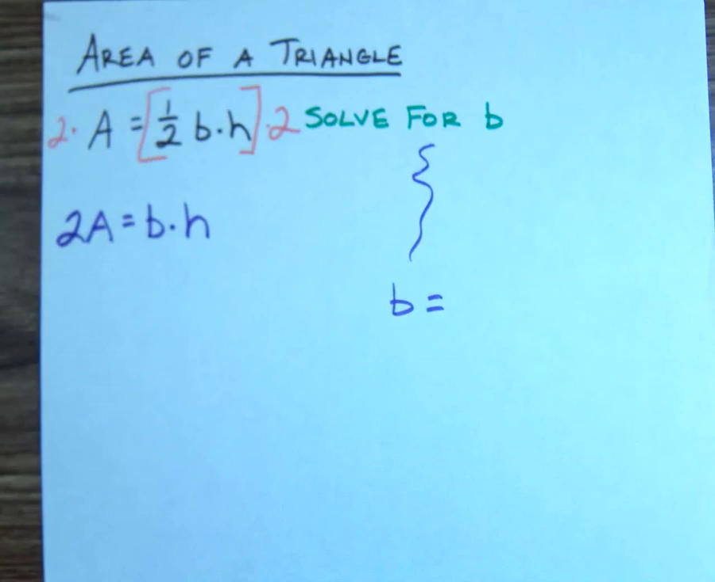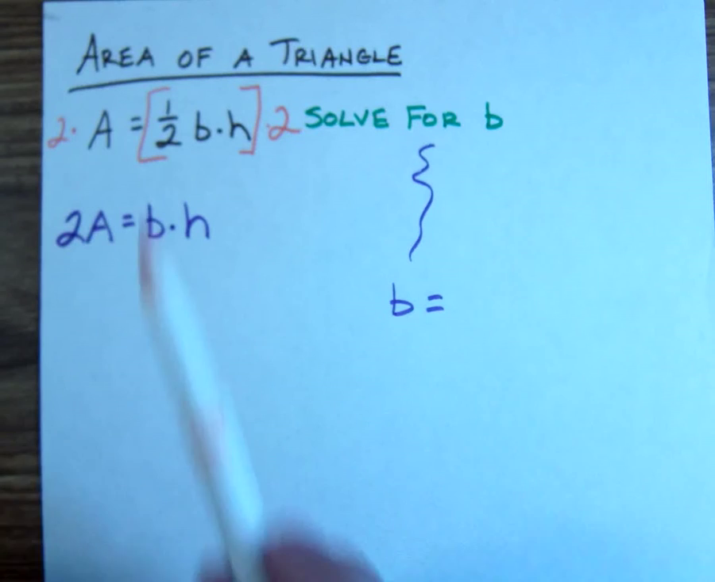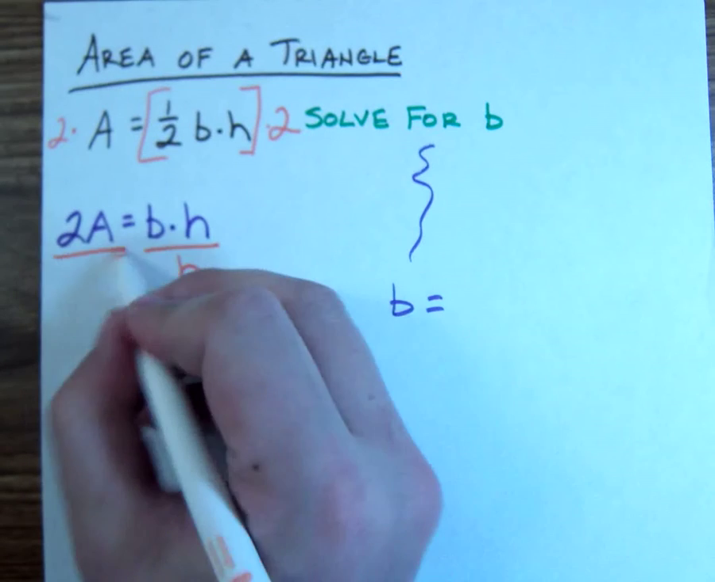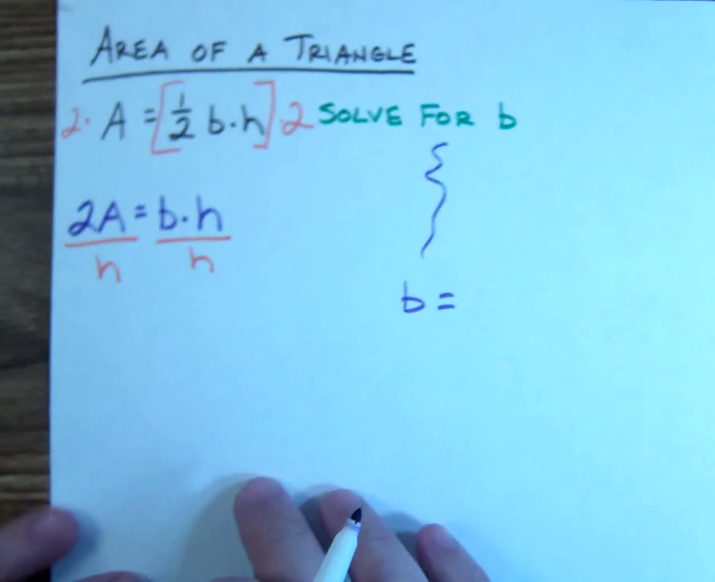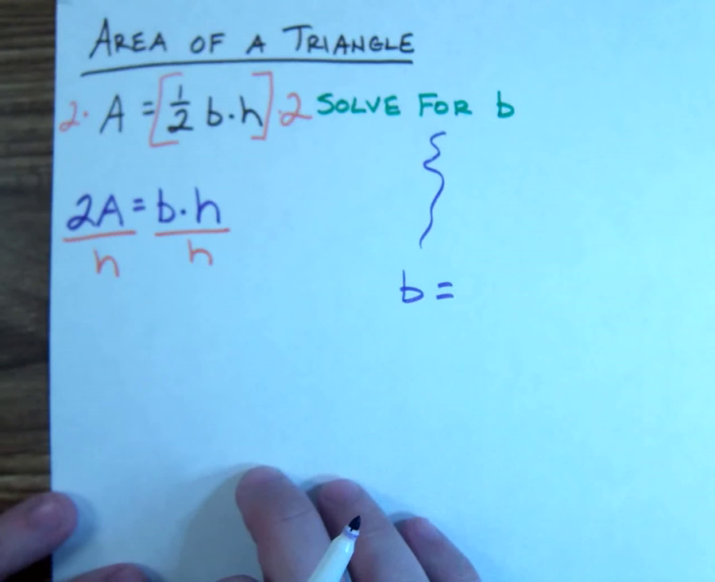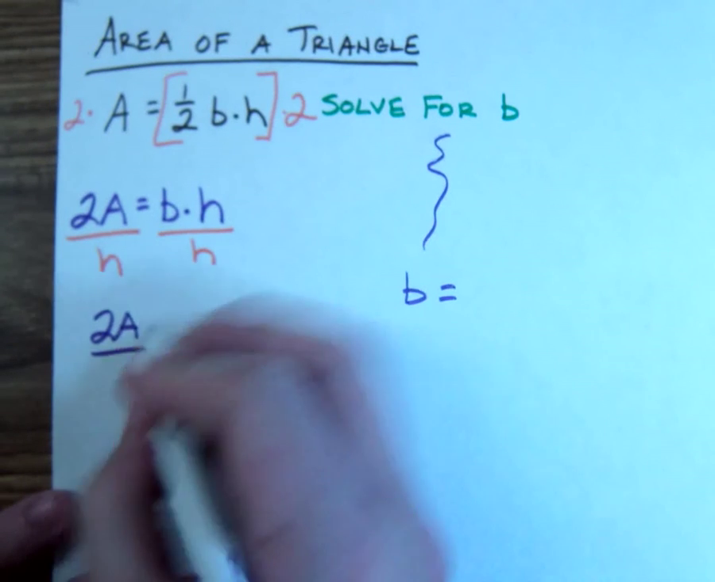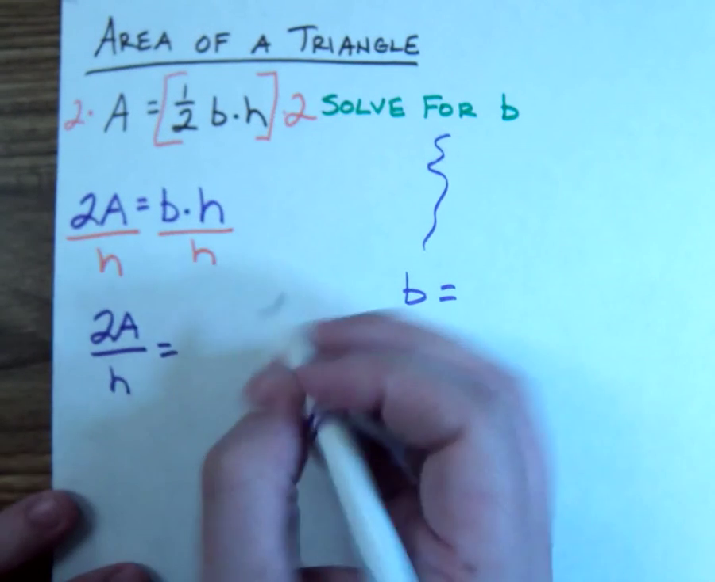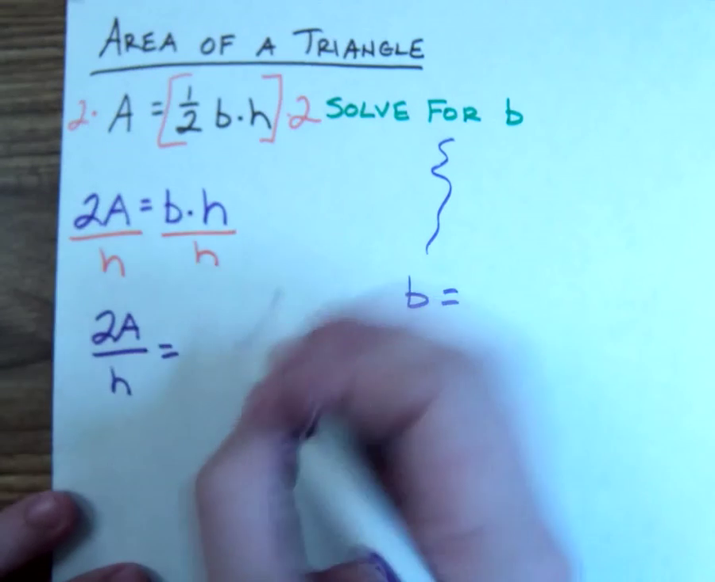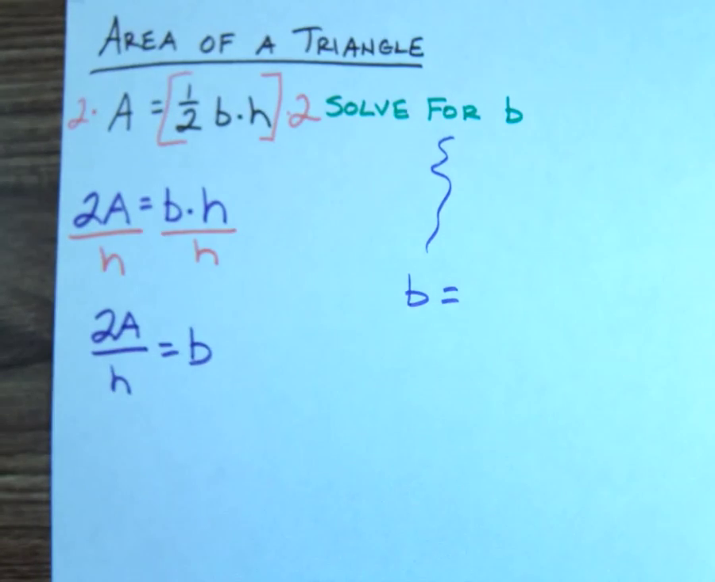Great. Is b by itself now? No, it is not. Why not? Because of the h. So how am I going to get rid of that? Times h on both sides? It's already times h. How do I get rid of it? Divide by h. Very good. Now this is going to look a little unusual, but on the left side I have 2a divided by h, and there's nothing I can combine or simplify there, so I just leave it as 2a divided by h equals, and then of course here the h's cancel out to 1, and I'm left with just b. So we put b over h.